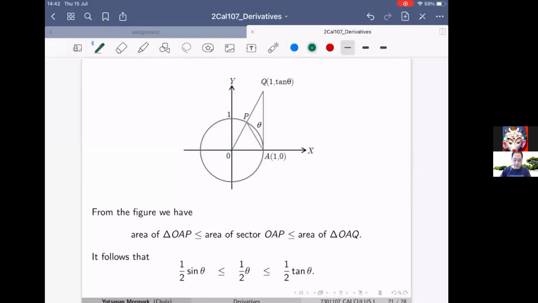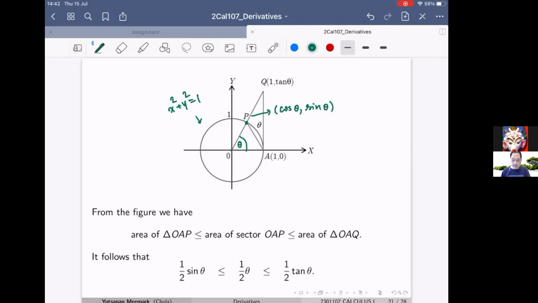this one is x squared plus y squared equals 1. We are going to let this point P depend on the angle theta from the positive x-axis, and the coordinate of this point P will be cosine theta and sine theta.